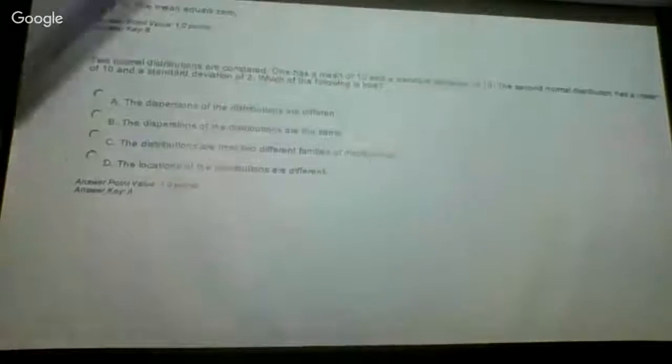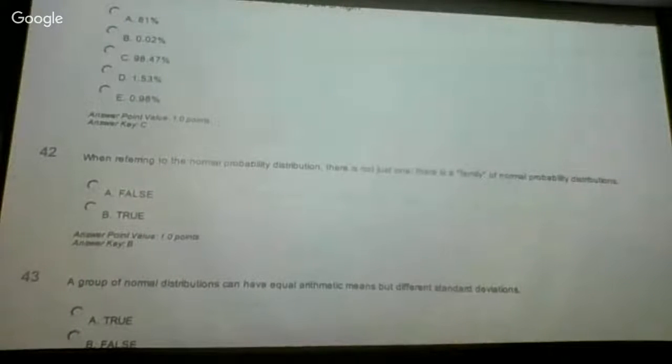These true-false questions will close out the day, and there's 2 at the end. Do these real quick, please. When referring to normal probability distribution, there is not just one. There is a family of normal probability distributions. True. A group of normal distributions can have the same mean but different standard deviations.